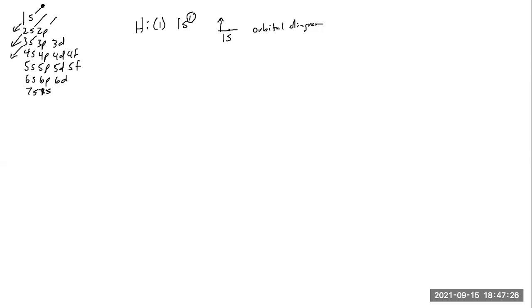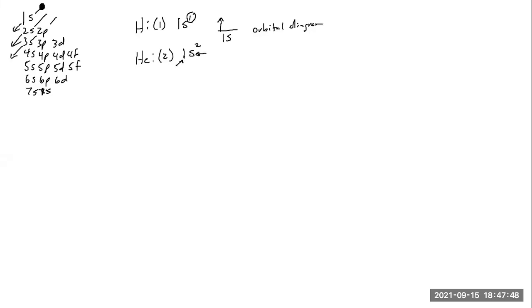Let's then go to number 2 on the periodic table, which is helium. Helium has 2 protons, which means it has 2 electrons. Again, we come back here and we start here, which means the electron configuration for helium would be 1s2. Again, the first one tells us we're on the first energy level.